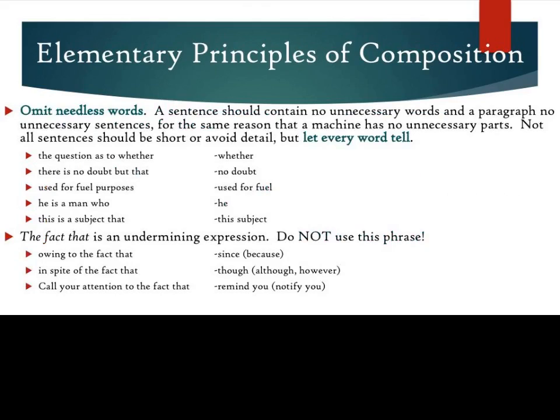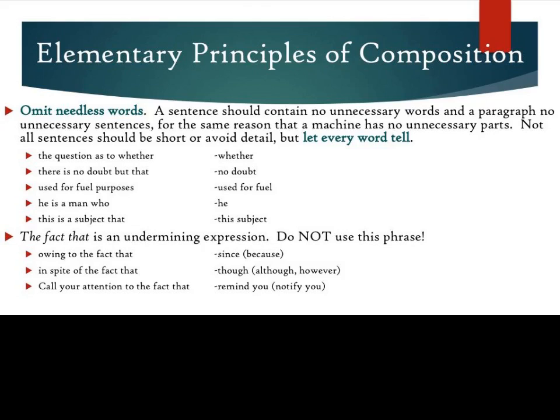Omit needless words. I've seen this way too many times in your advanced sheets. These are words that you don't need. It's just like, a sentence should not contain any unnecessary words. A paragraph should contain no unnecessary sentences. Just like a machine has no need for unnecessary parts. Okay, that doesn't mean that all sentences should be short or avoid detail. Obviously, you want to keep that specific and important information as part of your syntax or your sentence structure, but let every word tell. Every word that you write needs to serve a purpose.